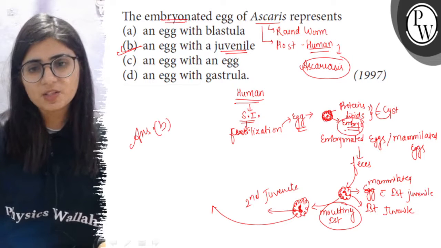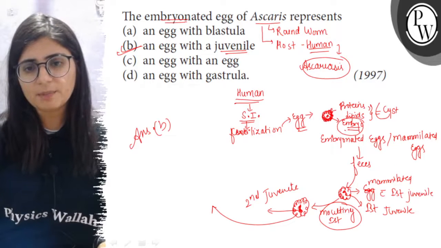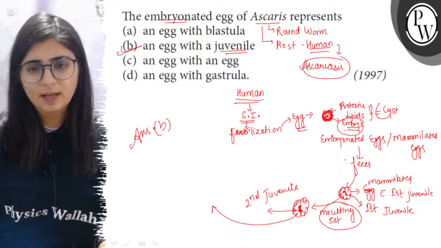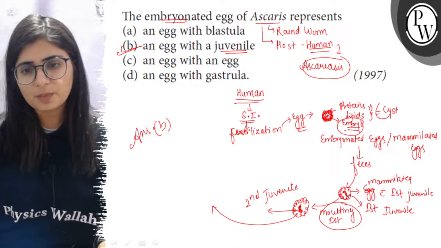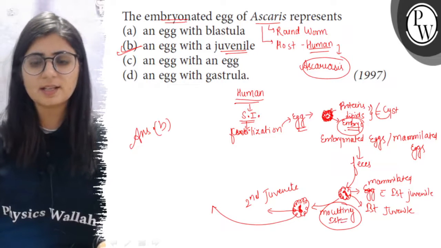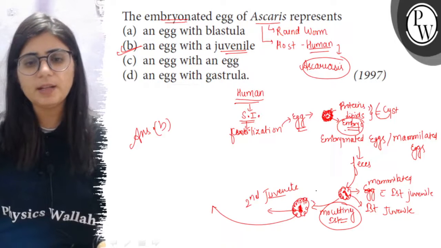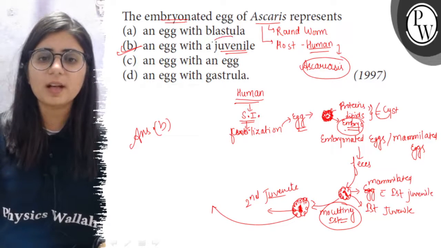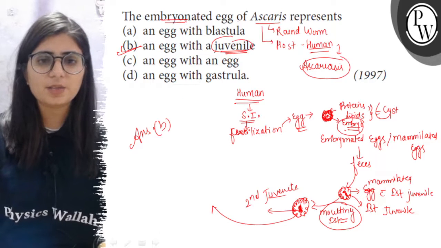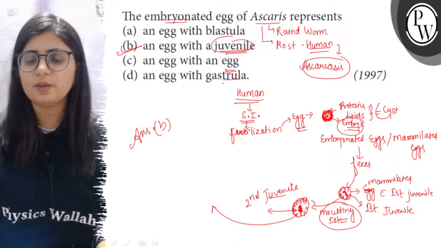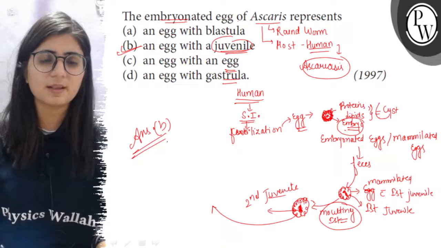Embryonated eggs which are having this covering of protein and lipid, which is also known as cyst, and here the embryo develops to form the first juvenile. First juvenile gets converted into the second juvenile. So these embryonated or mammaliated eggs are having the juvenile inside them. Note the blastula, note the egg within egg, and note the gastrula. So option B is the right match.